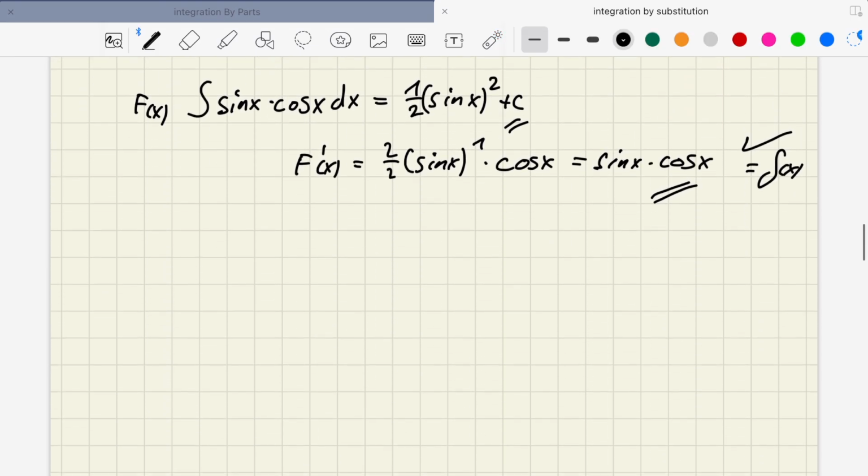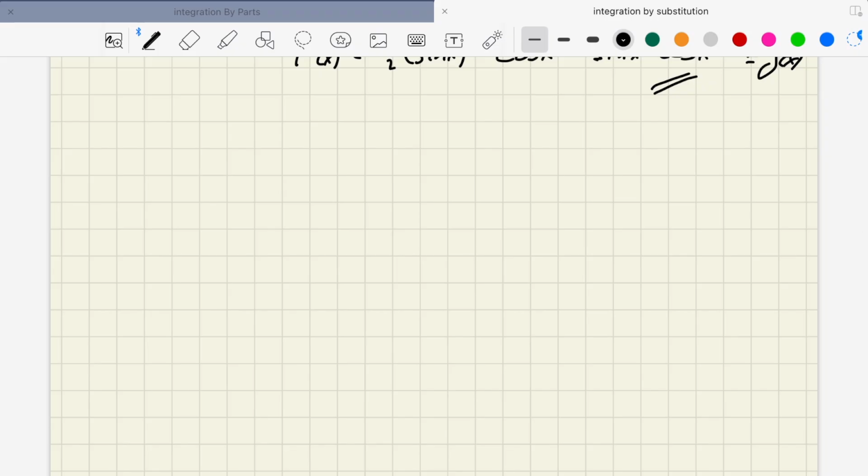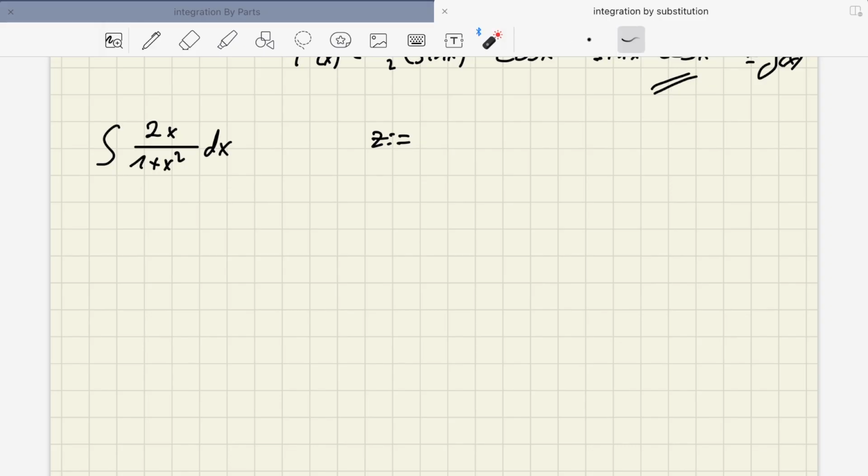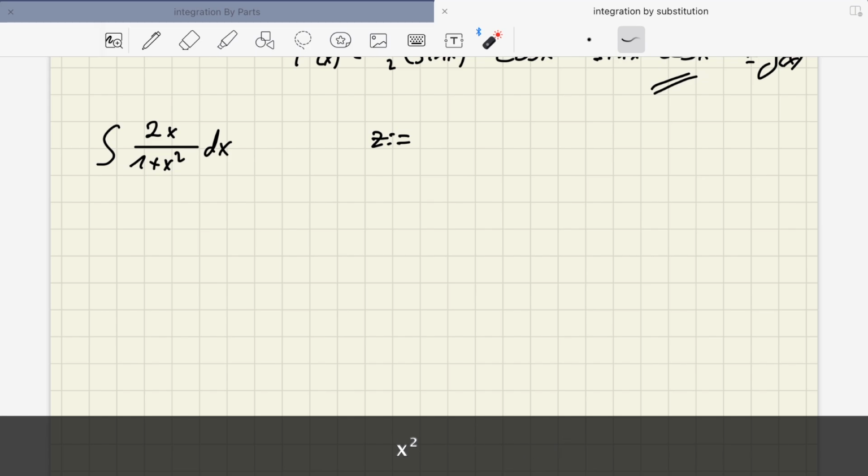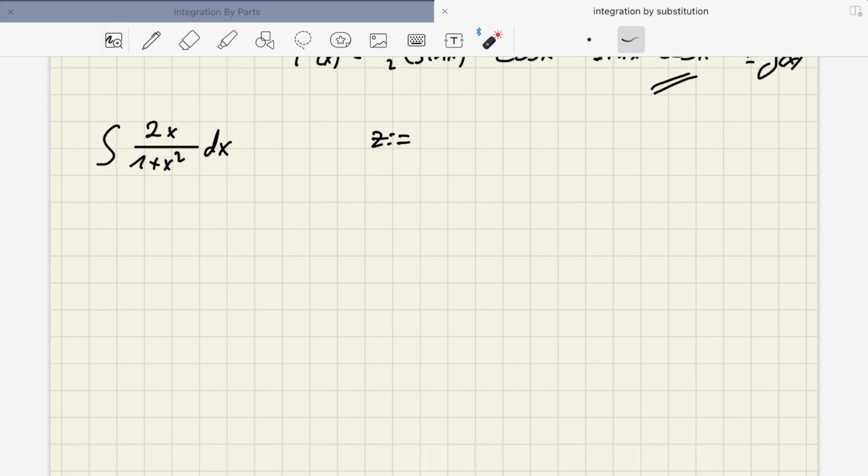Now we go for another example. The next example is going to be 2x divided by 1 plus x squared dx. Again, you're looking for what to substitute. If you take a look, if you differentiate 1 plus x squared, you get 2x, which appears here. So you can substitute the whole term 1 plus x squared with z.